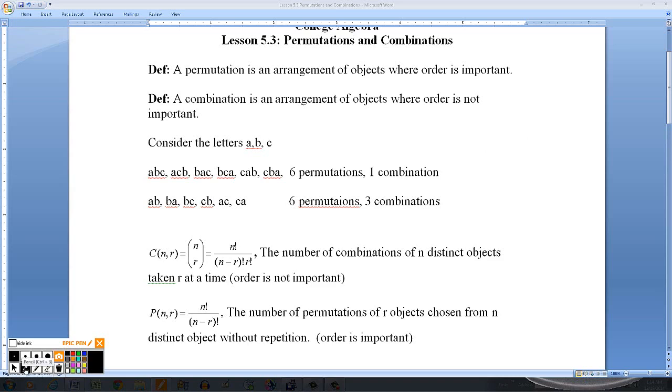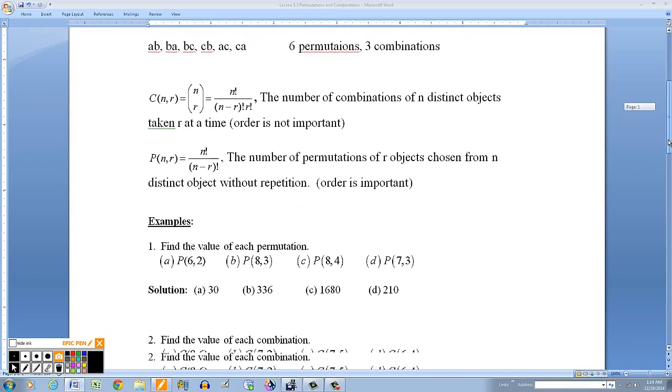Now in the earlier lesson, I also showed how you can compute combinations using the calculator. You can do the same thing with permutations, very similar. So let's look at the examples here. Find the value of each permutation.